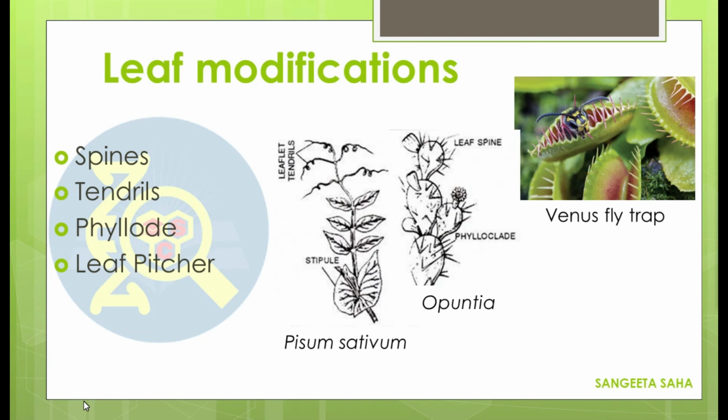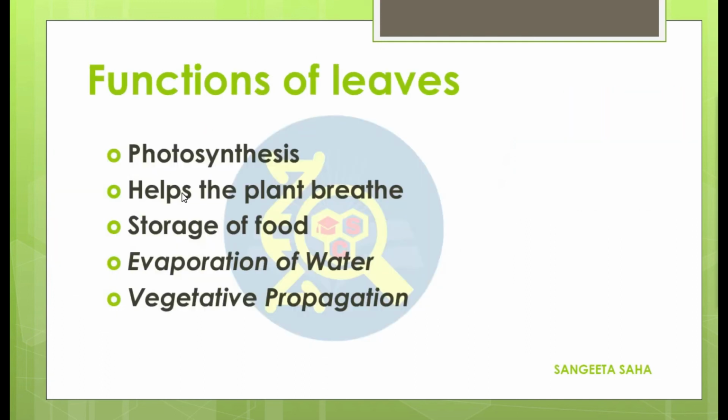Now, coming to the functions of the leaf. The basic function of the leaf is photosynthesis. The leaf is actually called the kitchen of the plant. Why? Because it is the main organ responsible for photosynthesis. This is the process through which the plant produces its energy, that is its food, and leaves obtain the green color because of the presence of chloroplast inside them.